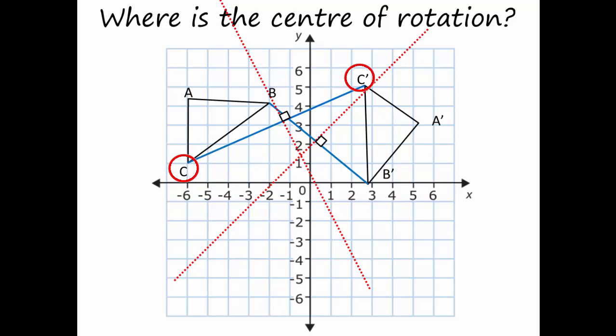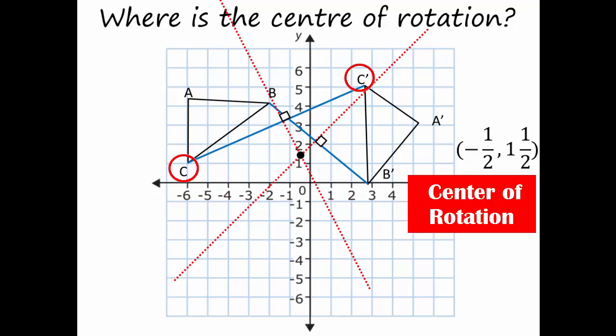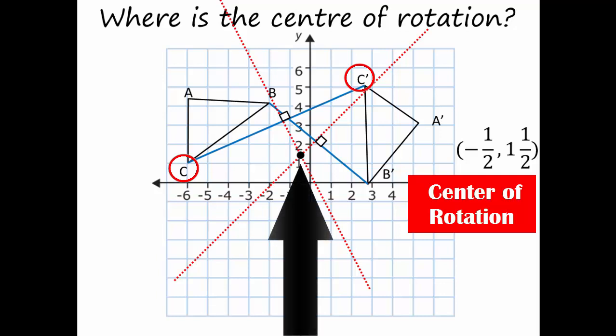Where would my center of rotation be? My center of rotation would be where the two perpendicular bisectors meet, so right there. And that point over there is -1/2 and 1.5. That's my center of rotation. So the center of rotation is where your two perpendicular bisectors meet, right there at that point.